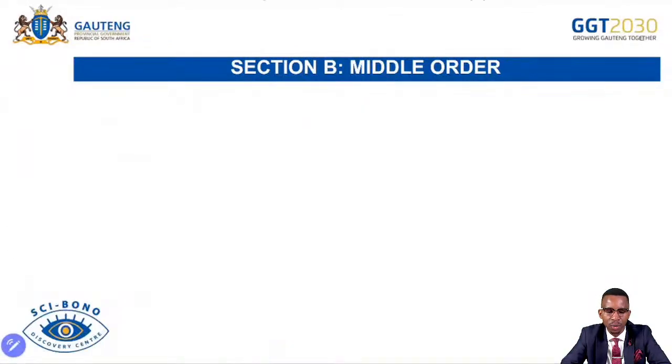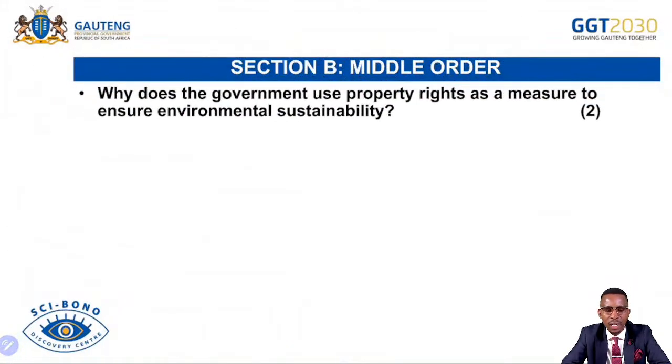And then we continue with the remaining questions in section B. Why does the government use property rights as a measure to ensure environmental sustainability? Remember, property rights give people rightful ownership of their land or their particular places. So we know that if the place or the area or the land belongs to you, you will always take care of it. You will never damage it. According to conservationists, it is believed that people will always take care of what belongs to them. That's why the government gives them property rights.